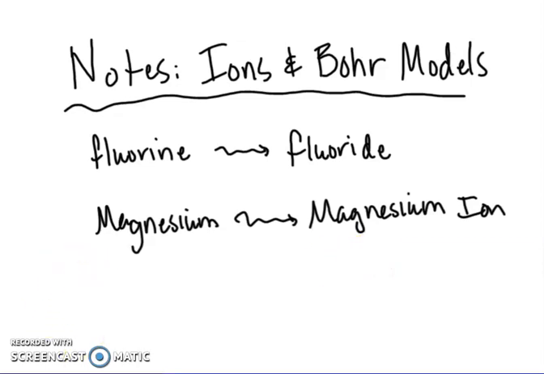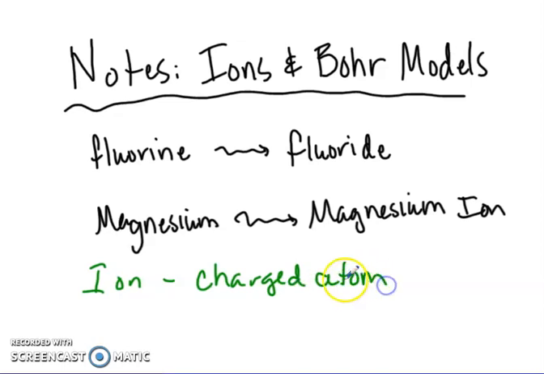For an ion, it's a charged atom. An ion is a charged atom. And what does that mean? That means that it either lost or gained electrons.